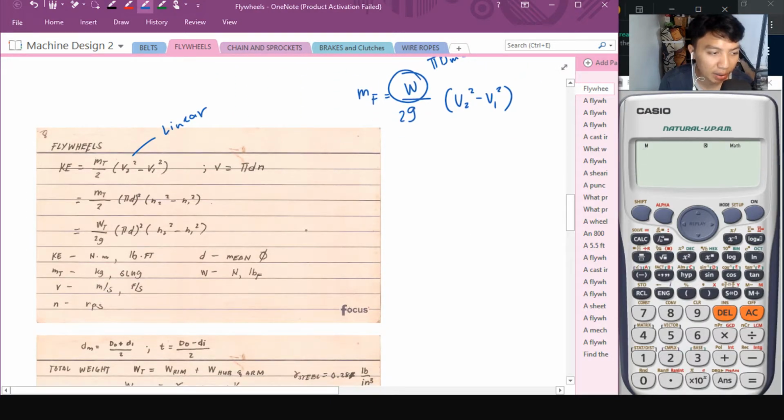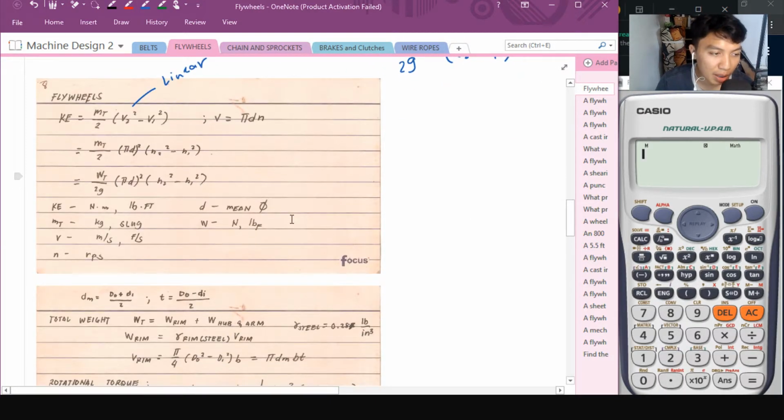Okay? Ganun lang yun. So, yung KE mo is in Newton meters kapag energy. Tapos pound-foot kapag English, SI Newton meter. Kilogram naman yung mass mo, in slug pwede rin. Meter per second, feet per second, yung velocity. Revolutions per second, kailangan unified yung iyong units. Dapat revolutions per second, hindi revolutions per minute. Di-divide mo pa ng 60 yun.